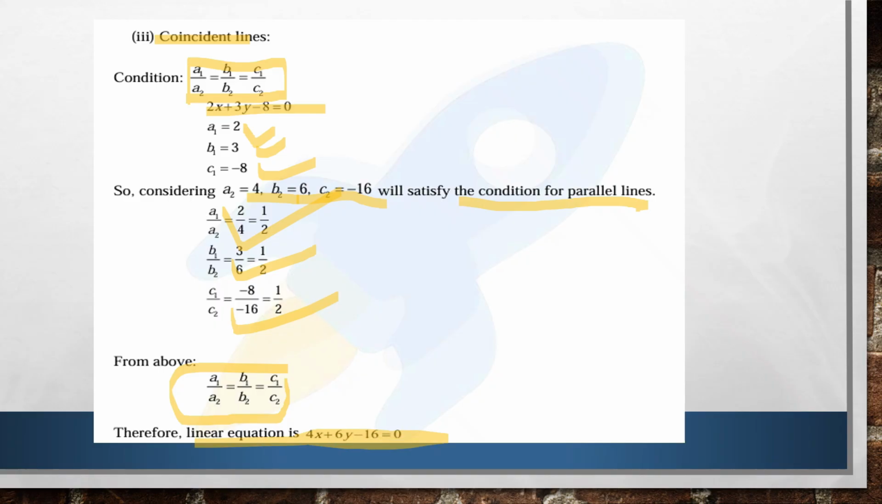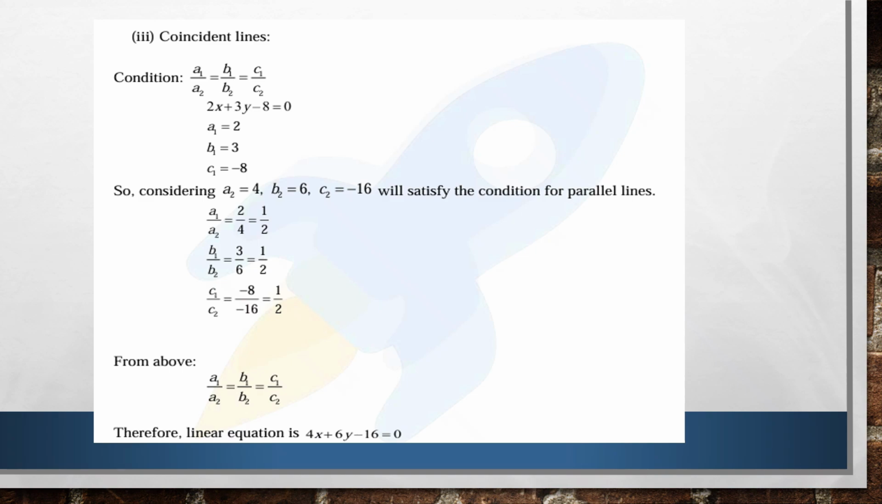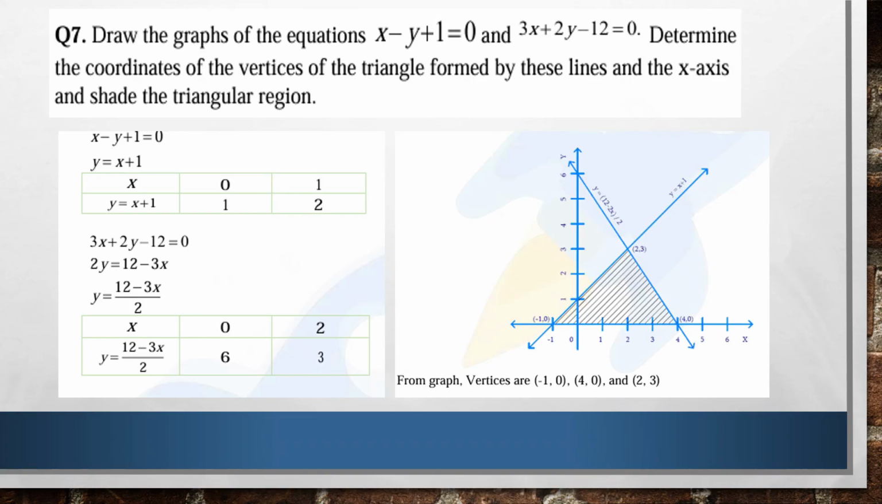So this is regarding question number 6. I have explained how we can satisfy the equation 2x plus 3y minus 8 is equal to 0 as an intersecting line, parallel line and coincident line. So these three conditions I have proved in question number 6. Now let us discuss the last problem of this exercise, that is question number 7.